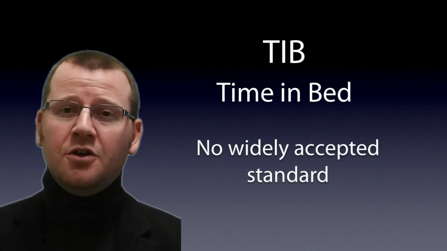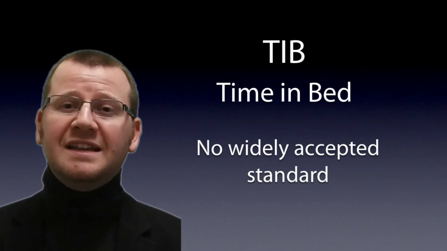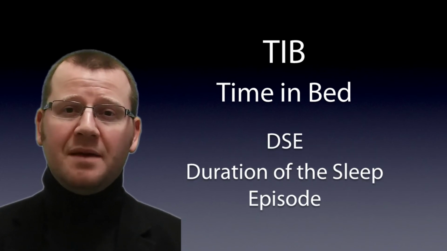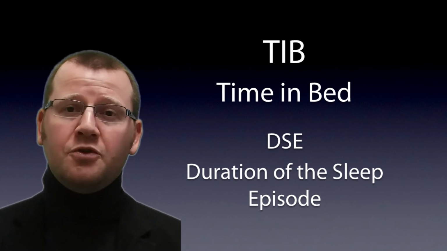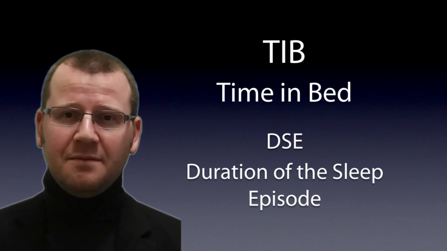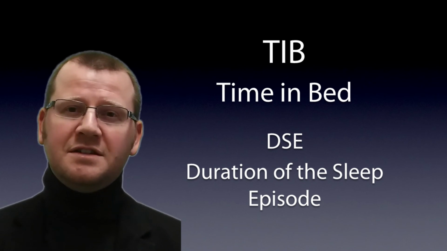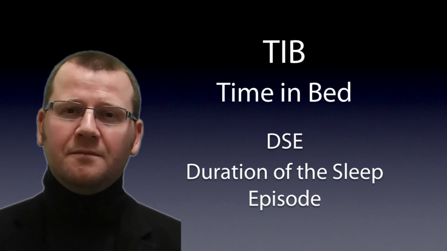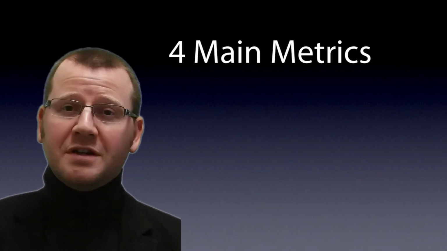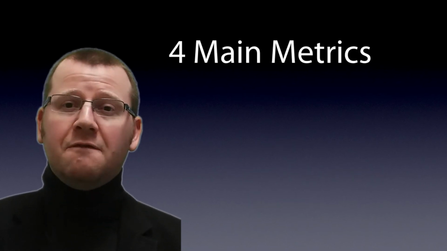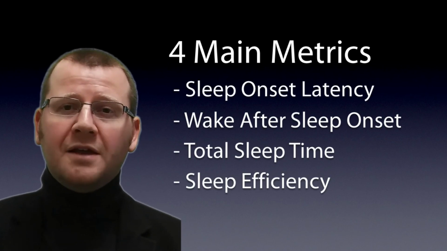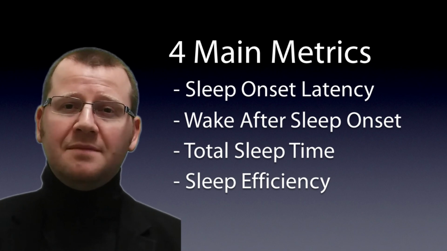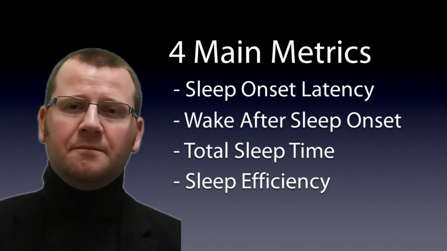Some researchers suggest using a more focused metric called DSE, or duration of the sleep episode. The exact definition is made up of 4 components, but ultimately it boils down to the total time you actually spend sleeping or trying to get to sleep. So therefore it would exclude activities such as reading or watching television. So that wraps up the 4 metrics that sleep researchers use when measuring the effectiveness of different sleep treatments: sleep onset latency, wake after sleep onset, total sleep time, and sleep efficiency.